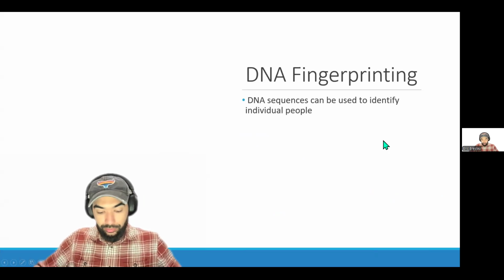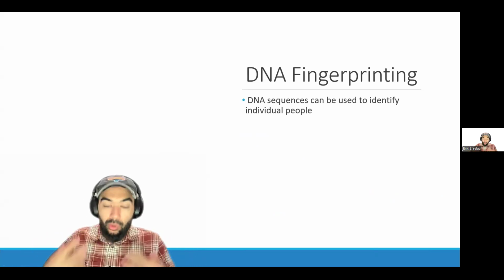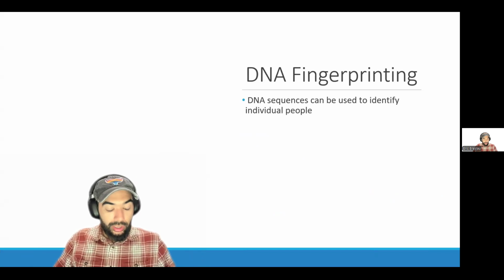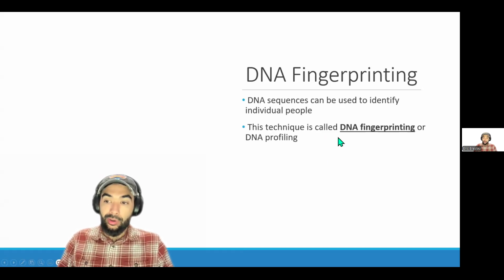Okay, so some more techniques that we can use that are genetic techniques include DNA fingerprinting. So maybe you've heard of this, and this is where we are able to sequence human samples to compare with samples from crime scenes, whatever that might be, to see if we can find a match between a suspect and DNA found at a crime scene. And so we call this DNA fingerprinting or DNA profiling.